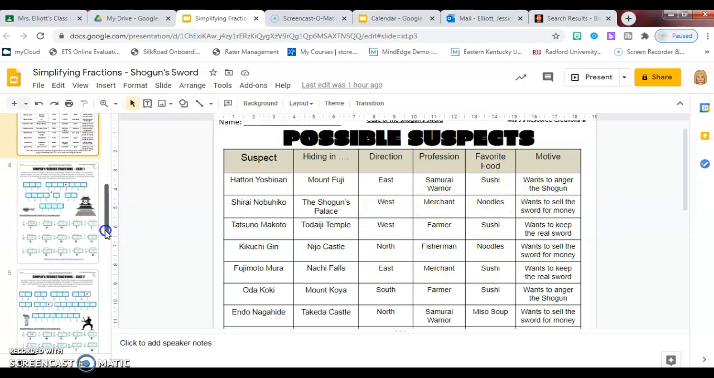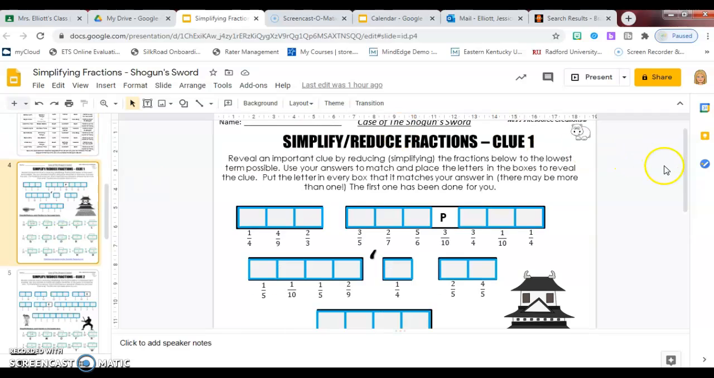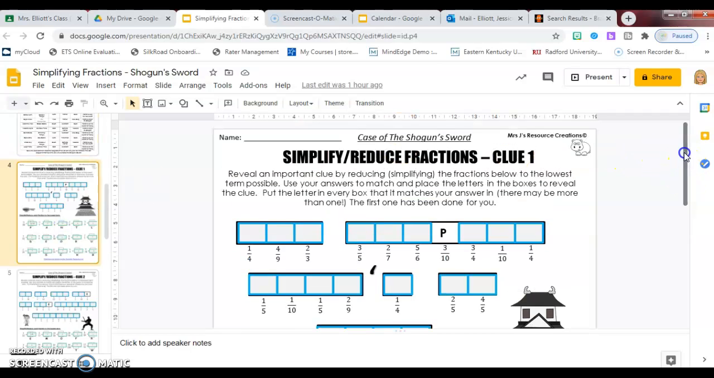All right. Now, on slide 4, we finally get to your first clue. And so you need to make sure that you read the directions at the top of each of your clue pages, because it's going to tell you what to do, and each page might be different. So this says, simplify reduce fractions, clue 1. Reveal an important clue by reducing or simplifying the fractions below to the lowest term possible. Use your answers to match and place the letters in the boxes to reveal the clue. Put the letter in every box that it matches your answer in. There may be more than one. The first one has been done for you.